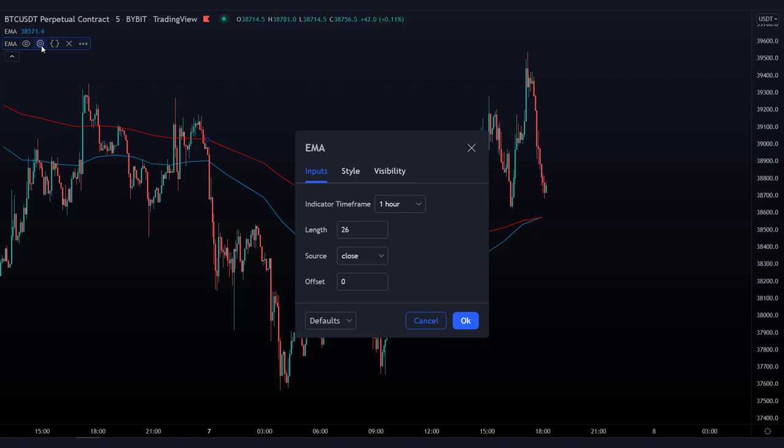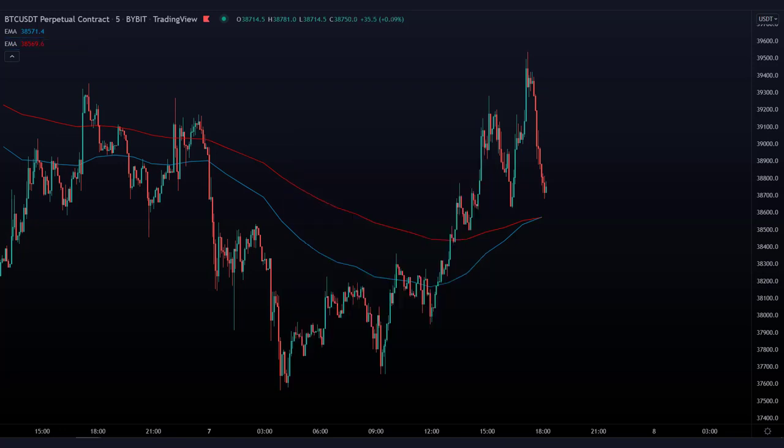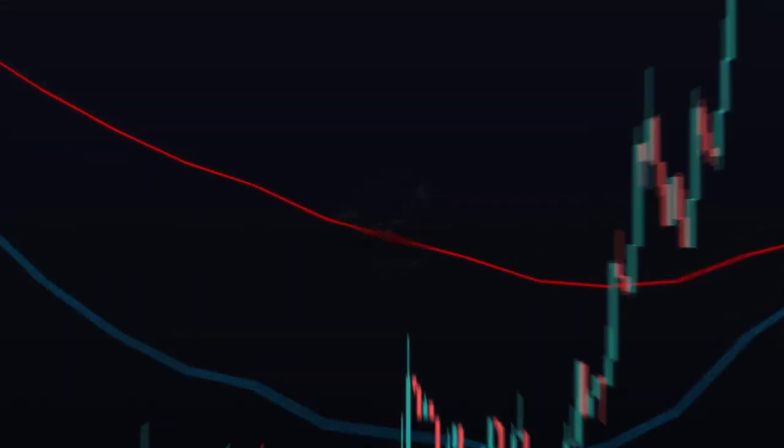Now move to the second indicator. Give this indicator a length of 26 and also set it to the 1-hour time frame. Make this one red in color. If you have done this, the lines now look the same as mine.